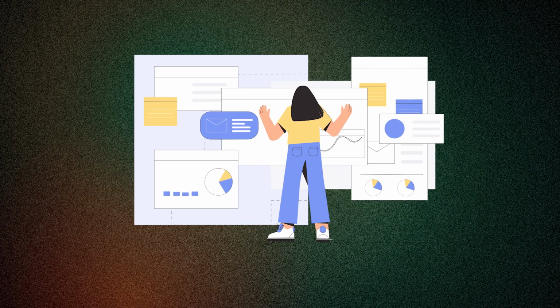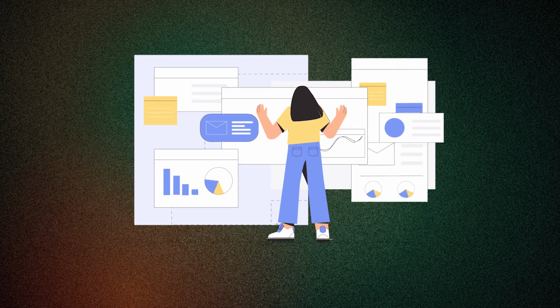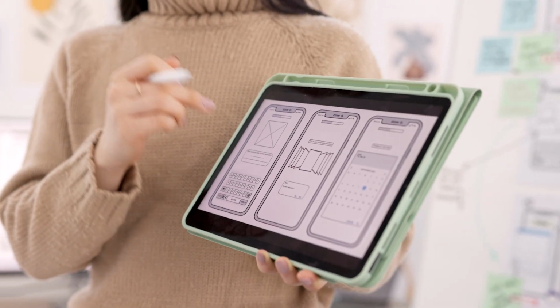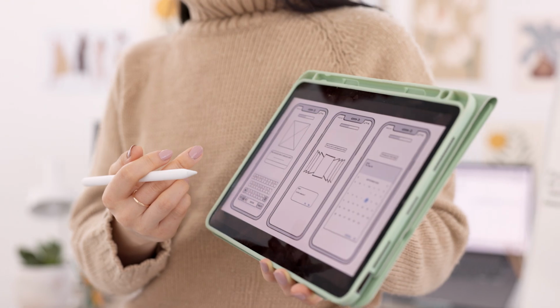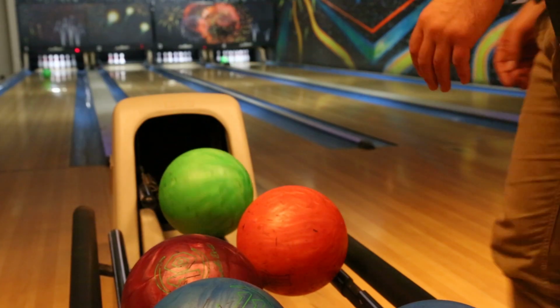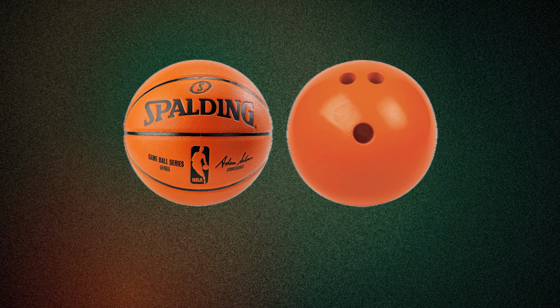Balance in design is about how visual elements are distributed to create a sense of stability. You can achieve balance through symmetry, where elements mirror each other, or asymmetry, where different elements balance each other out. Think about it this way. In the physical world, a basketball and a bowling ball don't weigh the same, but in design, they can look balanced if they catch our attention equally.